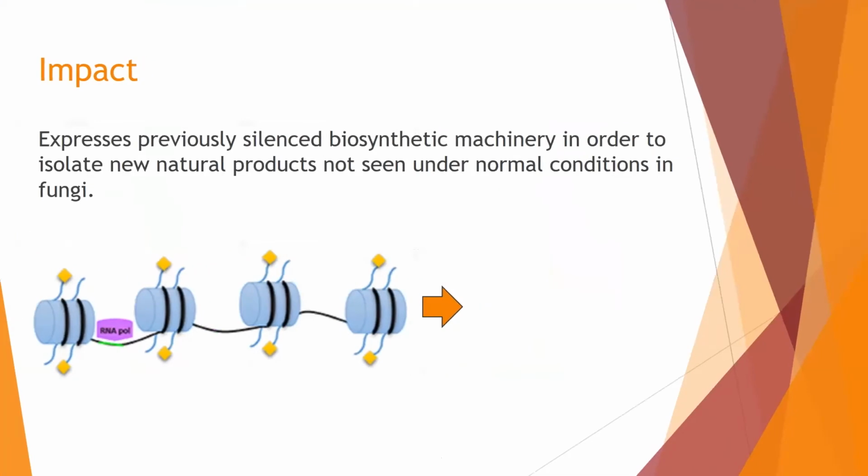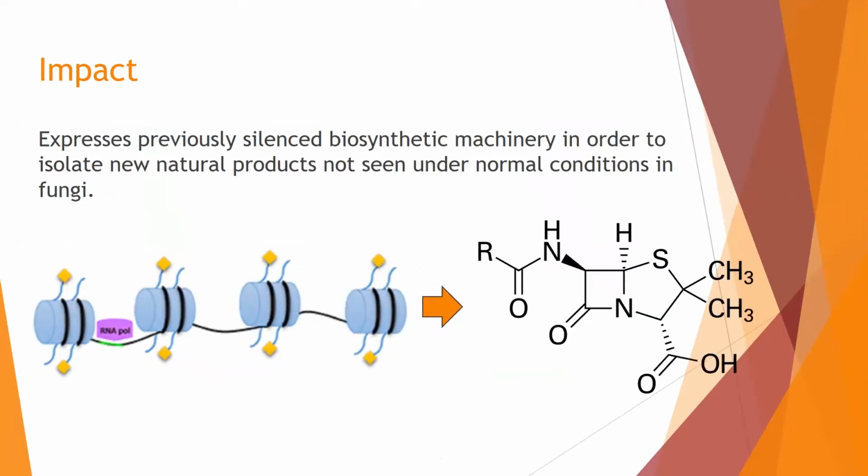So our impact is it expresses previously silenced biosynthetic machinery in order to isolate new natural products not seen under normal conditions, right? So we're hoping that now that we opened up the DNA, we can make something new. If you don't know, that is the molecule of penicillin. Penicillin is a natural product produced by fungi. So that is really what our lab is trying to do.